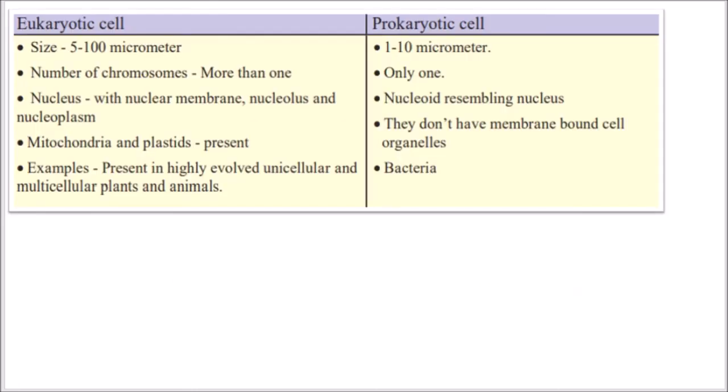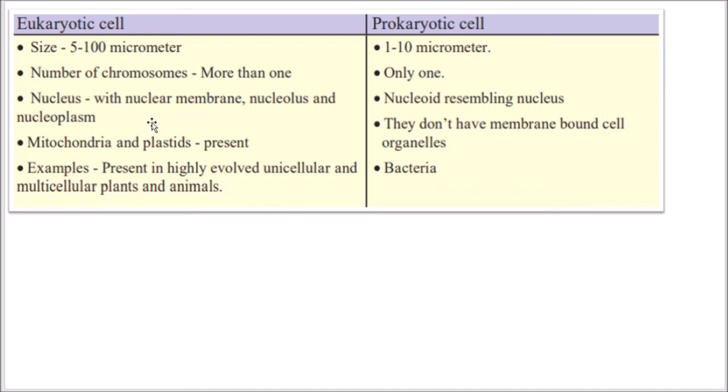Now we will see the difference between eukaryotic cell and prokaryotic cell. You may have studied this in previous lessons and even in the previous standard. The size of a eukaryotic cell is nearly 5 to 100 micrometers, while in prokaryotic it is 1 to 10 micrometers. The number of chromosomes is more than one in a eukaryotic cell, and in a prokaryotic cell only one chromosome is present.